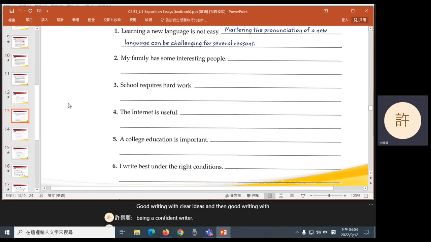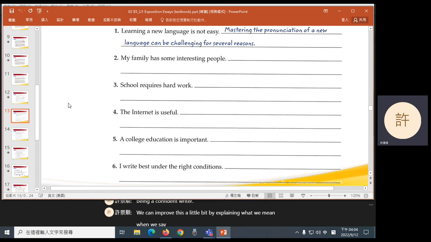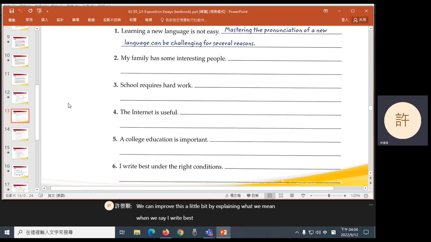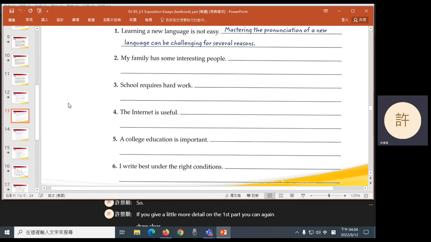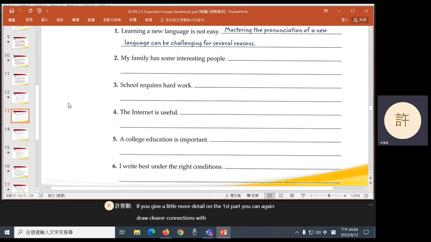We can improve this a little bit by explaining what we mean when we say, I write best. Does it mean I can write faster? Does it mean that I can produce a better essay? So if you give a little more detail on the first part, you can, again, draw clearer connections with the second part. Okay? All right, good. Questions about this practice?